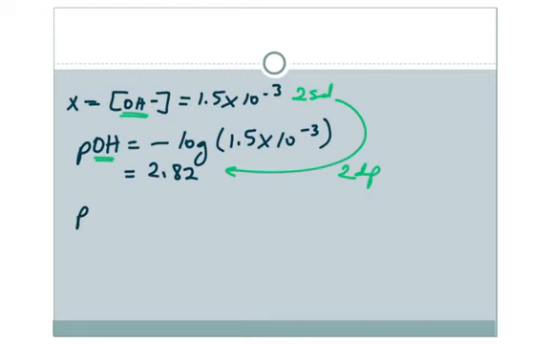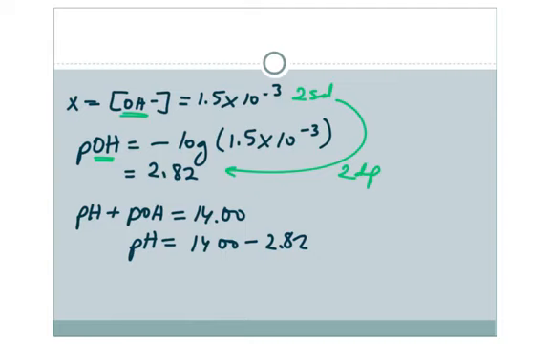Now we're going to use that last formula, pH plus pOH equals 14, and we're going to solve for pH. Again, we're using decimal places here, and we're based on lowest decimal places, and so we're going to end up keeping 2 decimal places. So we've got 11.18 as our final answer.